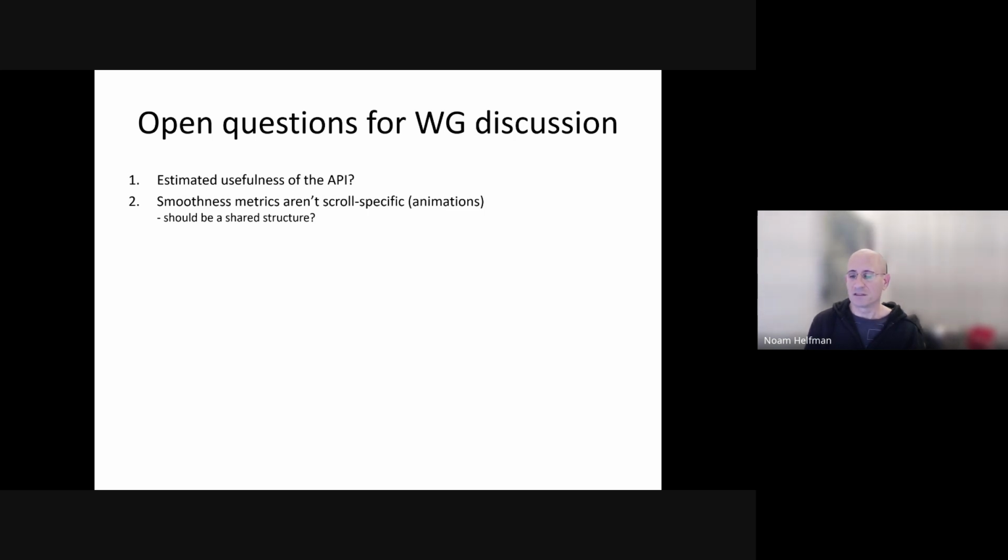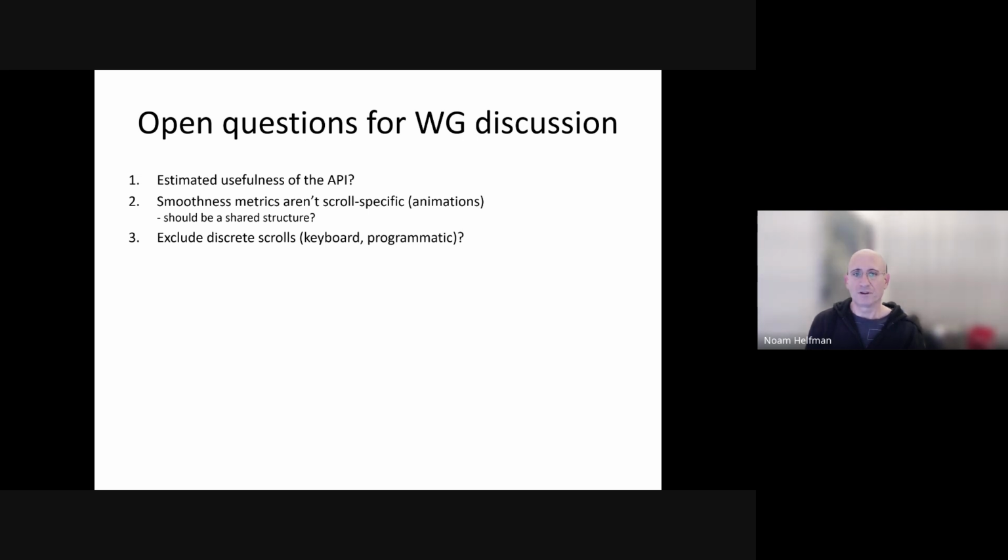Second, I mentioned that it doesn't cover smoothness, but the way it's defined, it actually touches some aspects of smoothness, like frame produced and frame expected. Perhaps it should be defined in a way that shares a common structure for a potential smoothness API instead of defining it explicitly for the scroll API.